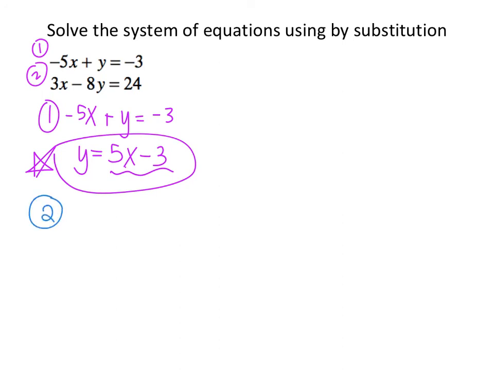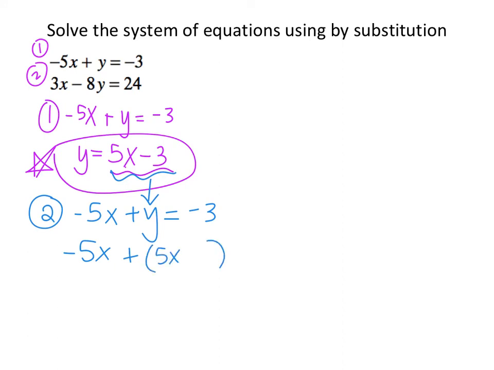So now using my second equation, I'm going to plug this in. Negative 5x plus y is equal to negative 3. Just going to sub in for y there. Negative 5x plus 5x minus 3 is equal to negative 3. So here I have, whenever you use addition, it doesn't change any sign. So I have negative 5x plus 5x minus 3 is equal to negative 3. Again, I can notice that negative 5x plus 5x, my x is canceled, my variable is gone.